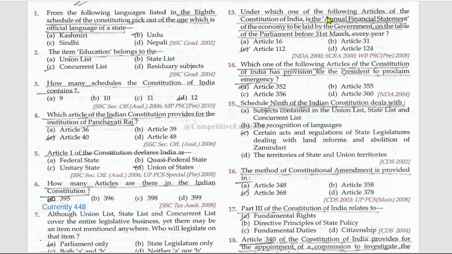Under which one of the following articles of the Constitution of India is the annual financial statement to be laid by the government on the table of the Parliament before 31st March every year? Article 112. Which one of the following articles of the Constitution of India has provision for the President to proclaim emergency? Article 352. What is Article 356 and what is Article 360? These two are also emergencies. Mention those in the comments.